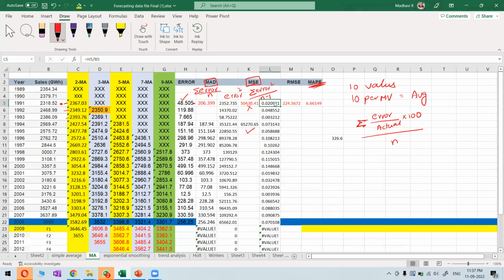For that one, we have calculated the multiplied by 100 and all that, divided by n observations. We are summing everything up and then calculating the average of all that value, that is mean absolute percent error. Since we are considering the percent, we are calculating the mean absolute percent error. So whatever might be the method through which we are forecasting it, MAD, MSE and MAPE can be calculated.